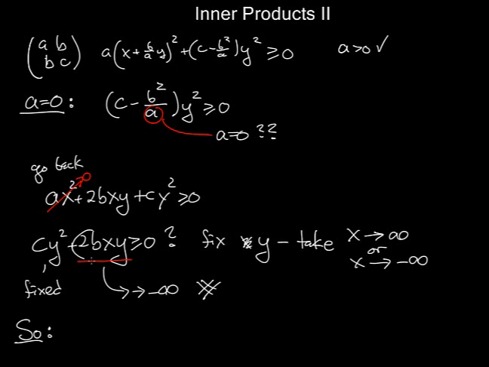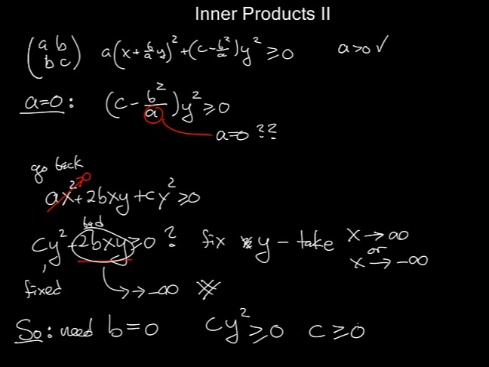So, what does that say? The second term is bad. You basically lose if it's there, so that forces b to be equal to 0. And then cy squared, of course, is greater than or equal to 0, says that c is bigger than or equal to 0. So the conclusion in this case is the following.